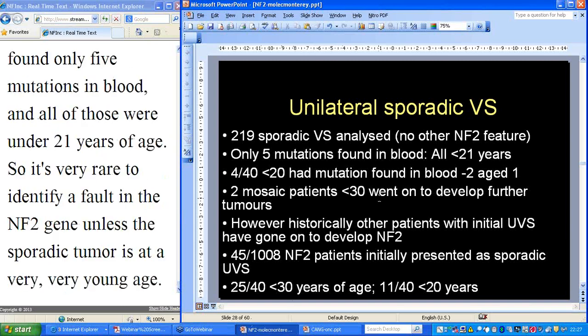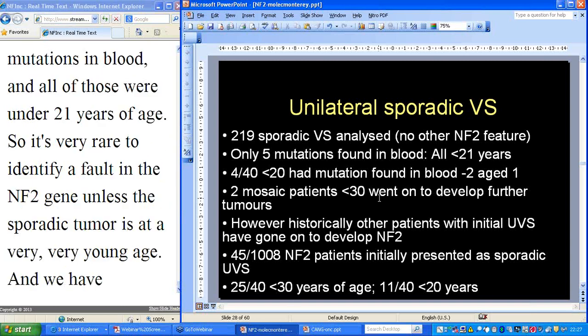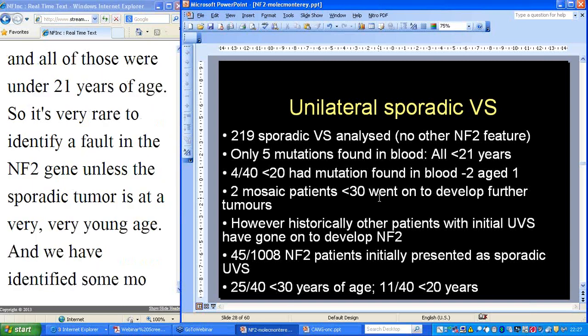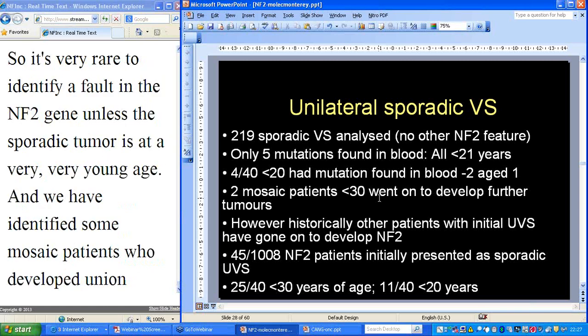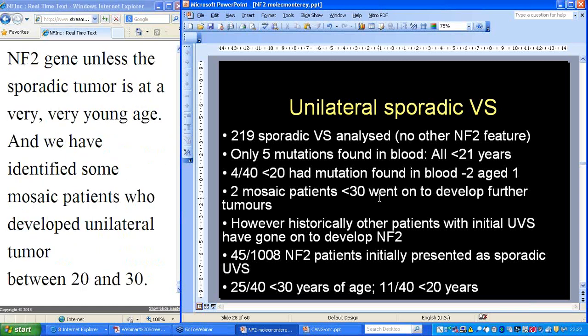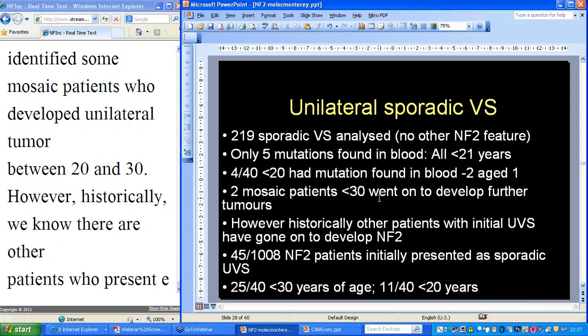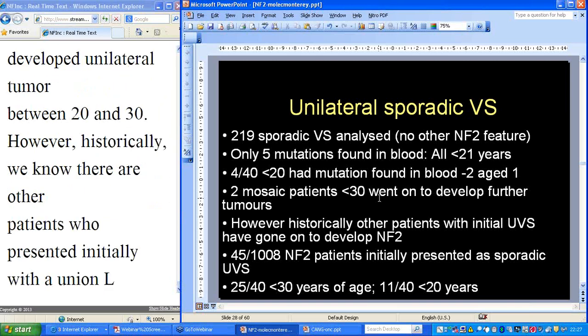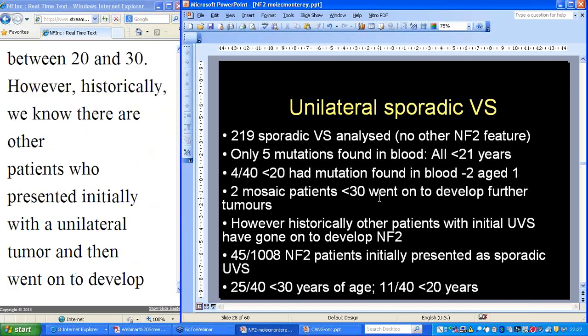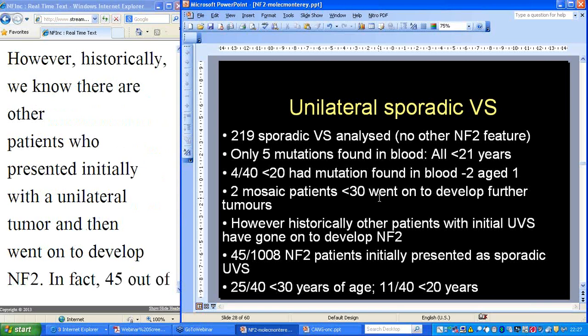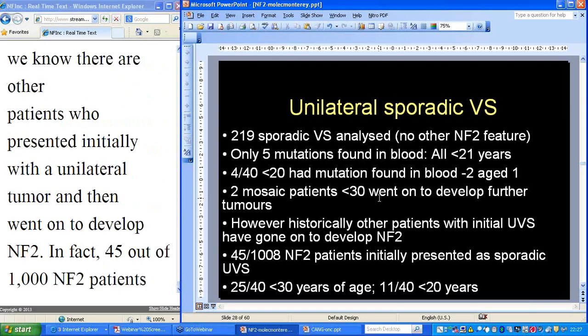And we have identified some mosaic patients who developed a unilateral tumor between 20 and 30. However, historically, we know there are other patients who presented initially with a unilateral tumor and then went on to develop NF2. And in fact, 45 out of 1,000 NF2 patients that we have on the database initially presented with a tumor just on one side.